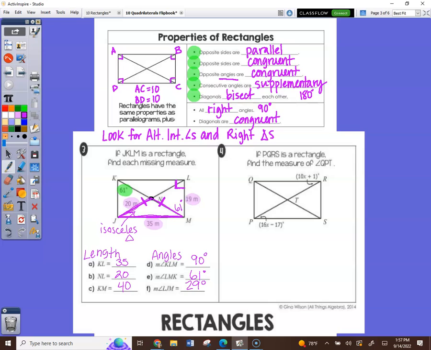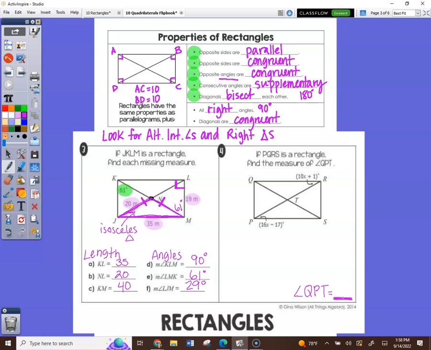All right, go to this one. If PQRS is a rectangle, find the measure of angle QPT. It would really help if you come down to the end of your paper and make a note that you're trying to find the measure of angle QPT. That's the goal, right? I cannot state it by just looking at the picture. I have to solve for x first. So this is a 2-step problem.